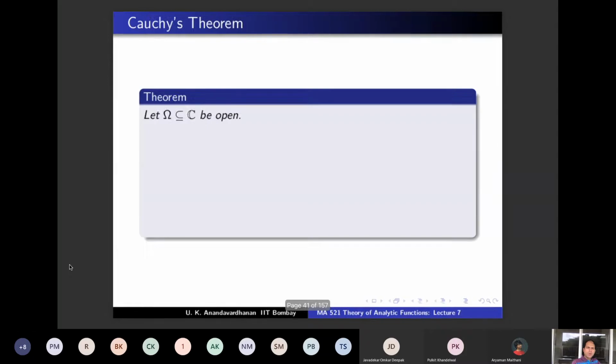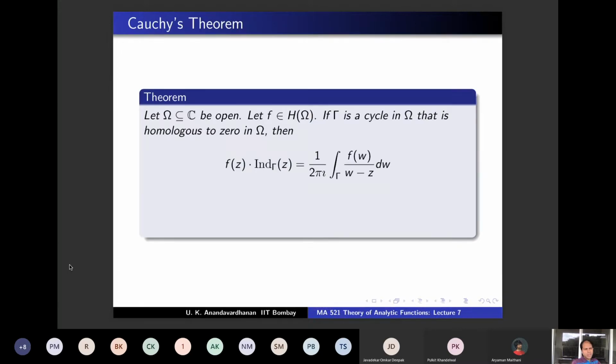Okay, and now we can state the global theorem. Let omega be any open set, and let F be analytic, holomorphic, throughout omega. And gamma is a cycle in omega that is homologous to 0 in omega. So we just recall the definition. Then first we are going to prove the Cauchy integral formula: F(z) times the index of z with respect to gamma is 1 by 2 pi i integral over gamma of F(w) dw by w minus z. So this is the standard Cauchy integral formula form.